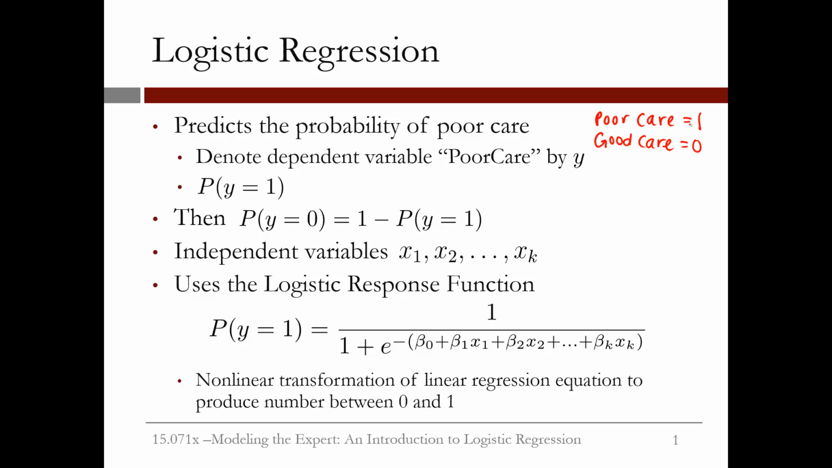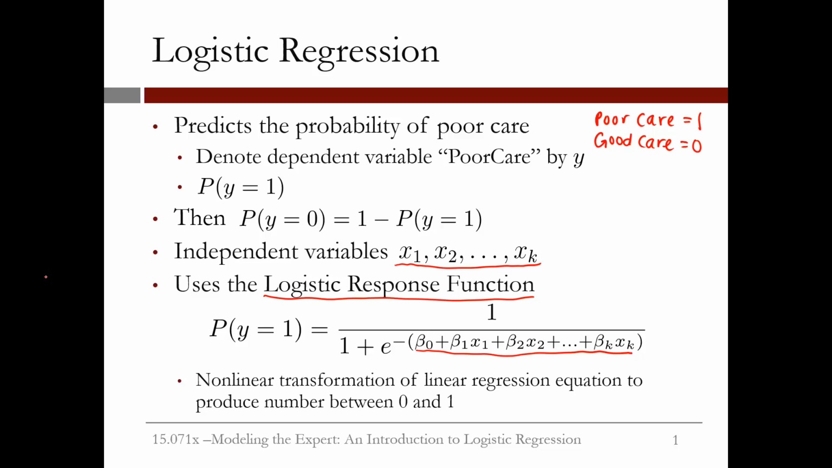Just like in linear regression, we have a set of independent variables x1 through xk, where k is the total number of independent variables we have. Then to predict the probability that y equals 1, we use what's called the logistic response function. This seems like a complicated nonlinear equation, but you can see the familiar linear regression equation in this logistic response function. The logistic response function is used to produce a number between 0 and 1.